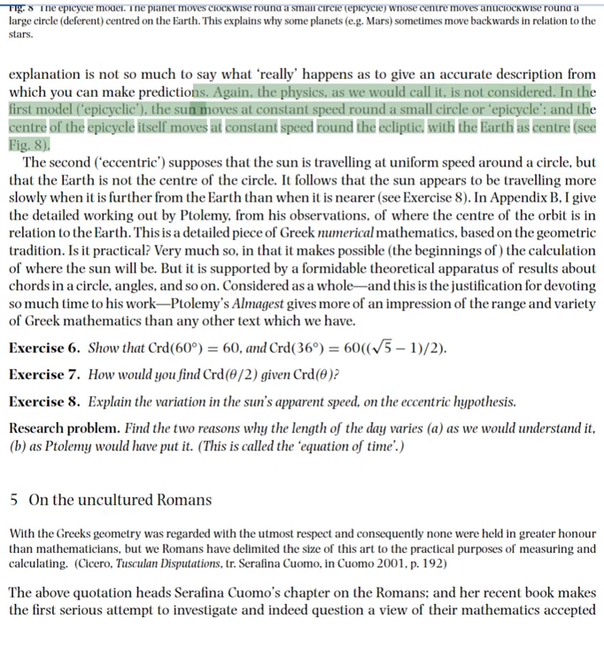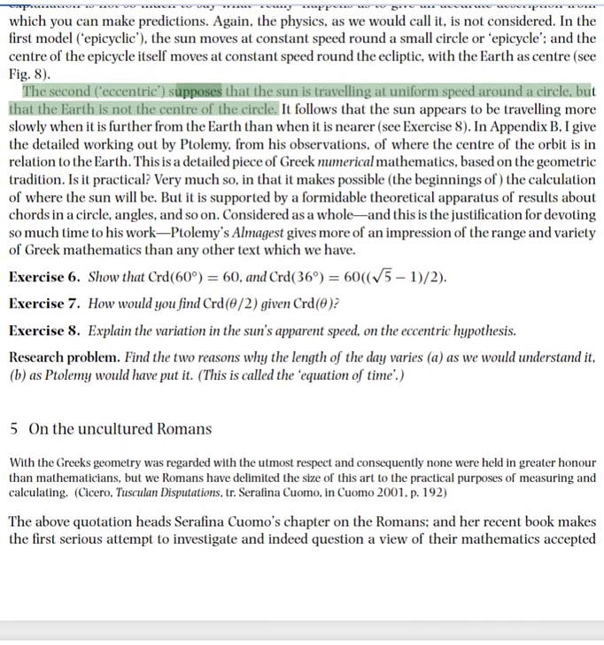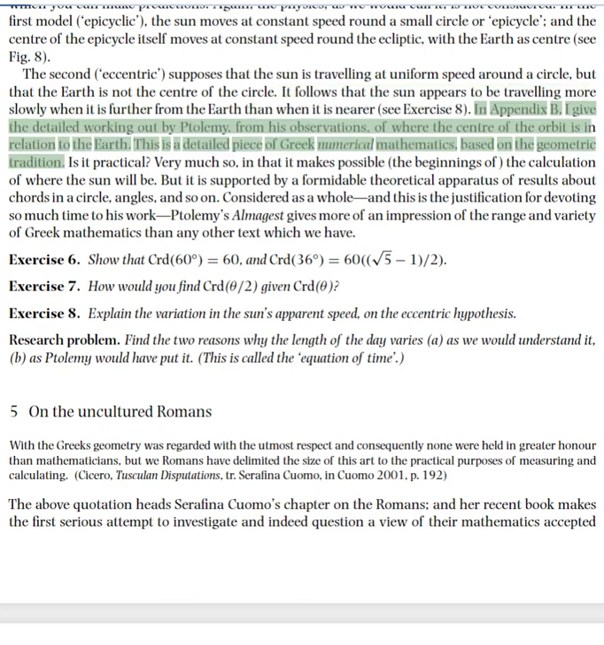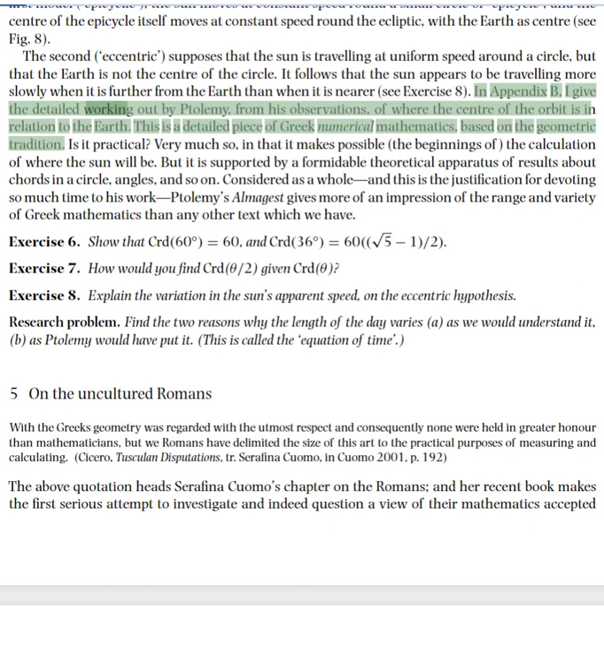In the first model, the Sun moves at constant speed round a small circle or epicycle, and the center of the epicycle itself moves at constant speed round the ecliptic, with the Earth as center. The second supposes that the Sun is traveling at uniform speed around a circle, but that the Earth is not the center of the circle. It follows that the Sun appears to be traveling more slowly when it is further from the Earth than when it is nearer. In Appendix B, I give the detailed working out by Ptolemy, from his observations, of where the center of the orbit is in relation to the Earth.